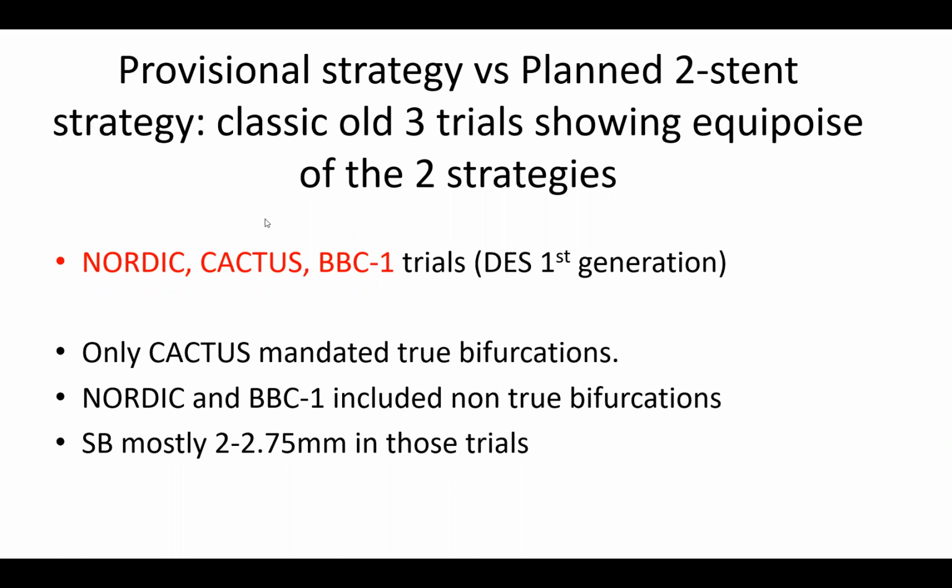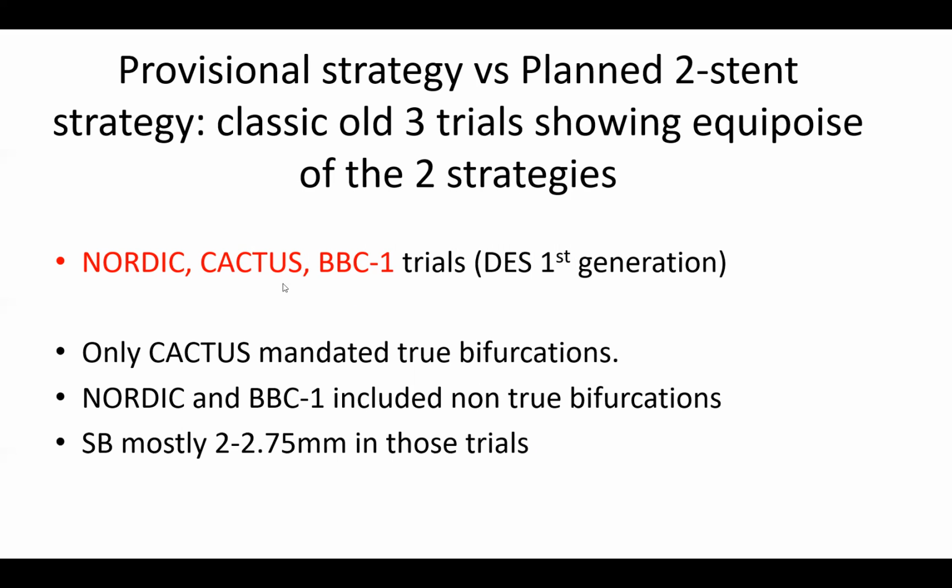Those are very important trials, although they are less relevant today. But all those three trials have shown that provisional strategy is at least as good as planned two-stent strategy, and actually are better. In Nordic and BBC 1, you had less peri-procedural MI with just a provisional strategy.